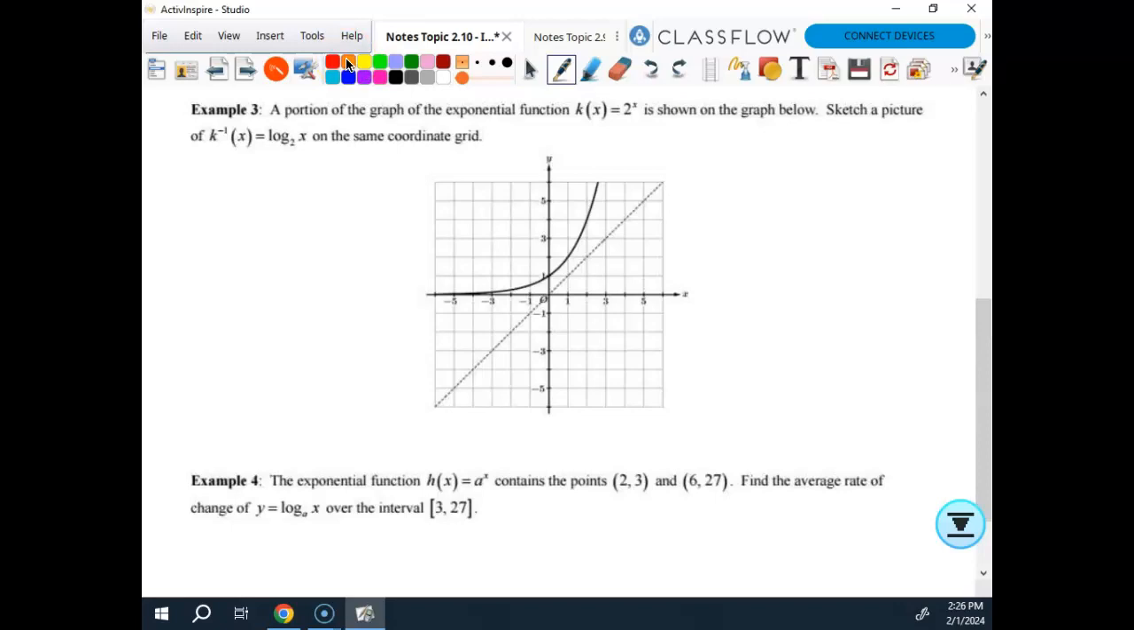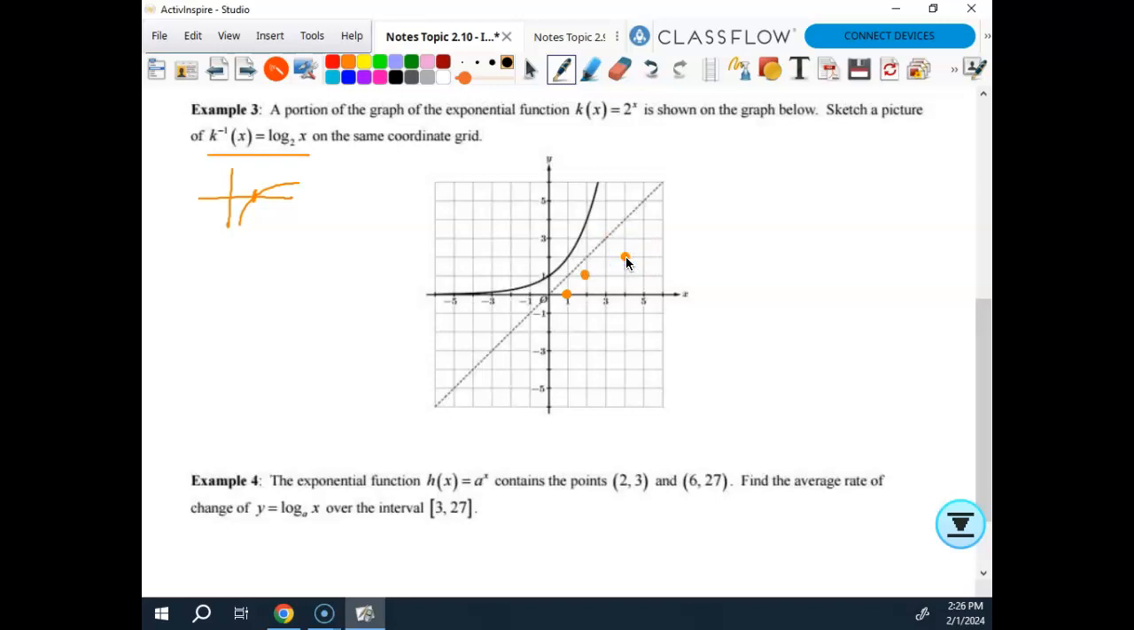We're going to sketch a picture of K inverse, which is log base 2 of x, on the same coordinate grid. So we can use our inverse concept, but we also know what a log graph looks like, right? And what is this ordered pair right here? (1, 0). There's no transformation, so it's just (1, 0). I could have totally gotten that from this graph, because this point is (0, 1), so that makes that (1, 0). Then from the graph, I have an ordered pair of (1, 2), so this one becomes (2, 1). And then I have a point of (2, 4), so that gives me (4, 2).